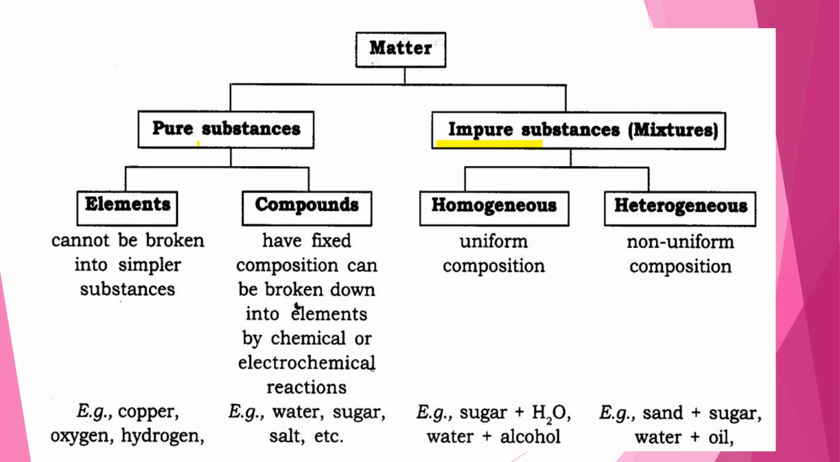Impure substances can be homogeneous or heterogeneous. Homogeneous ones have uniform composition, like sugar solution, that is sugar plus water, or water and alcohol. Heterogeneous ones have non-uniform composition, for example sand and water combination, water and oil. So this is what we have studied, right? This is a quick revision of your chapter.